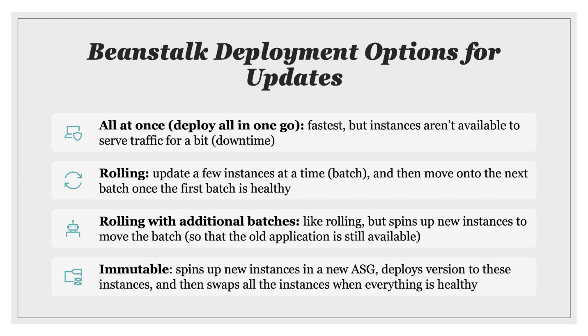Immutable: you spin up new instances in a new autoscaling group, you deploy the new version to these new instances, and then you swap all the instances when everything is healthy. Now we'll move on and discuss each of these in detail, one by one.